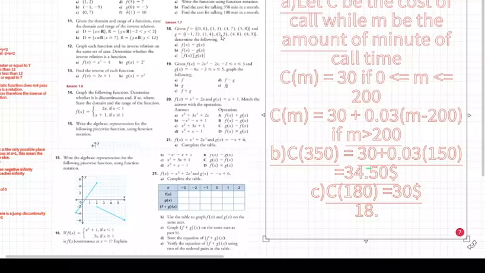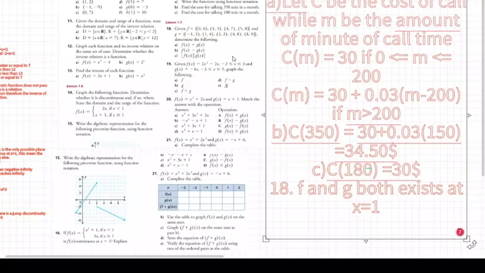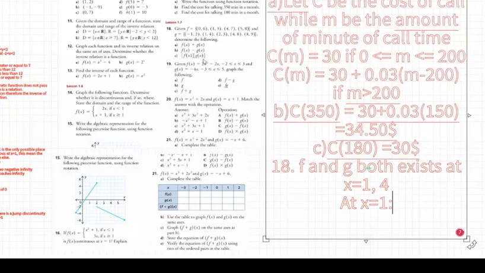For which x values does both f of x and g of x exist? So f and g both exist at x equal to 1, and x equal to 4, right? So all we got to do when we add them up is simply add the x value, add the y values up, right? So add at x equal to 1.